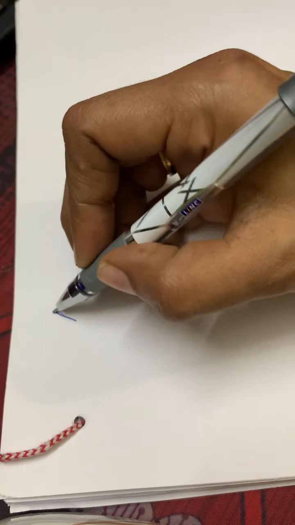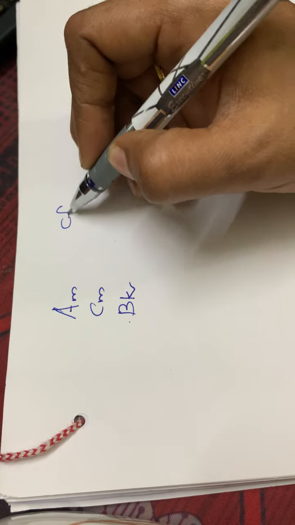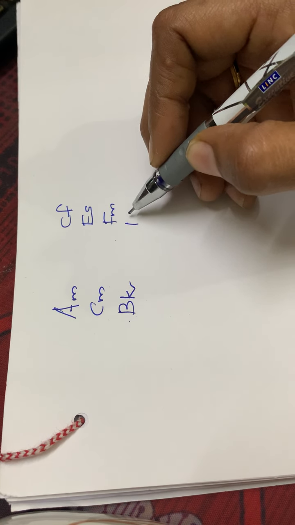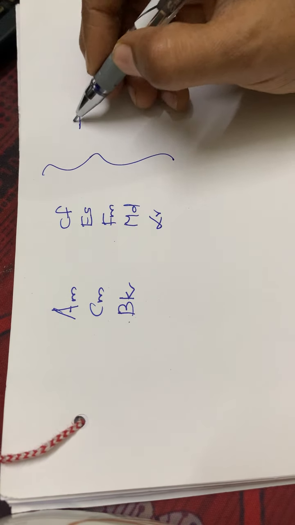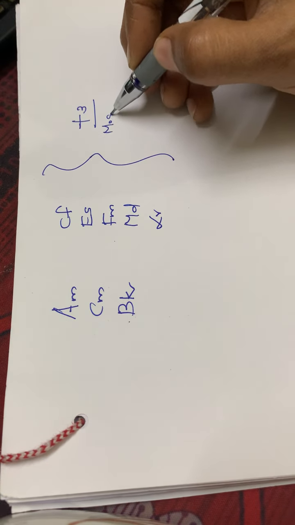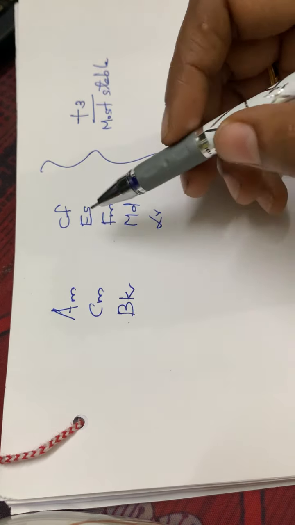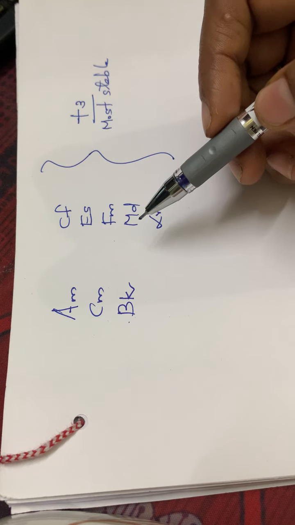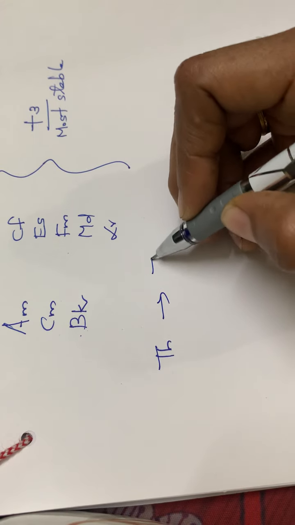Some of the elements having a +3 oxidation state are americium, curium, berkelium, californium, einsteinium, fermium, mendelevium, then lawrencium. For all these elements the +3 state is the most stable oxidation state. Then some other oxidation states: for thorium, +4 is stable.